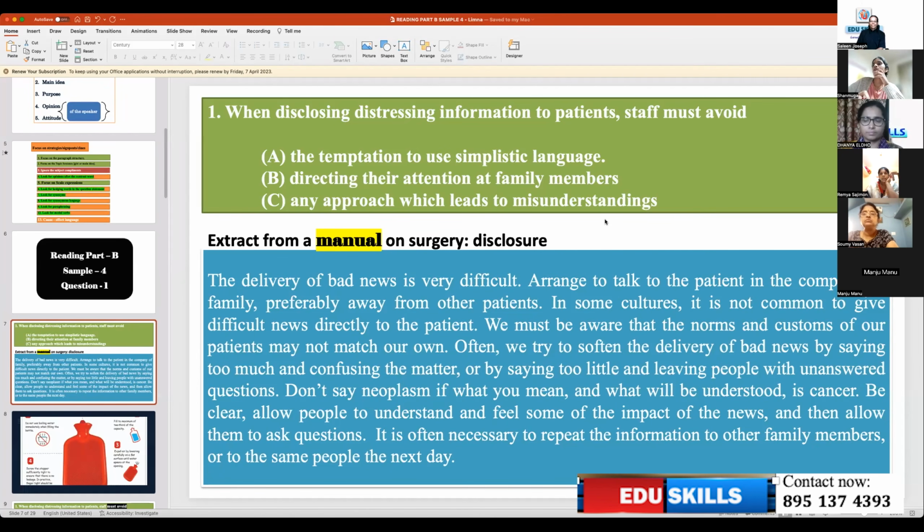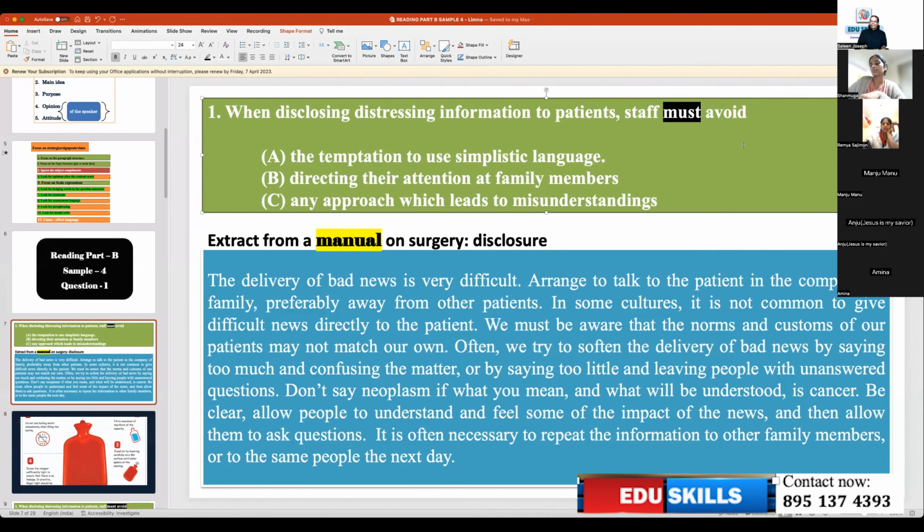So let's see the question now. When disclosing distressing information to patients, staff must avoid. Staff must. What is it? Modal verb. Yes. Must means it is mandatory. And avoid means you should not do. So as we said, a manual includes something that should be done, something that should not be done, must not be done. So here what you have to look for is something that you must not do, ought not do.